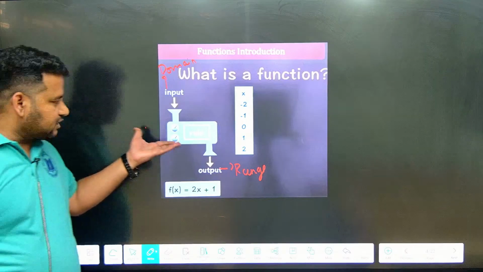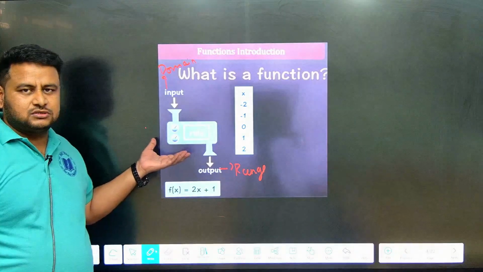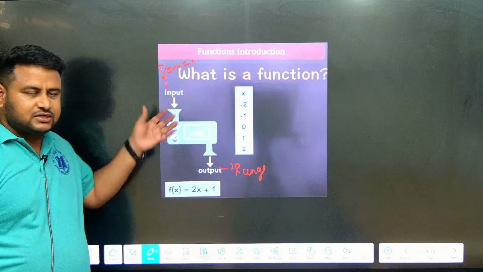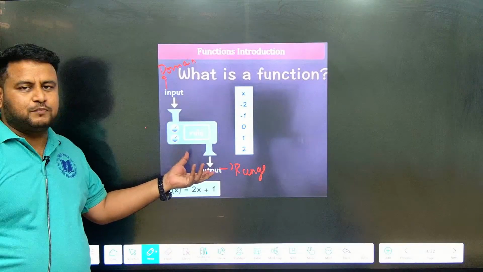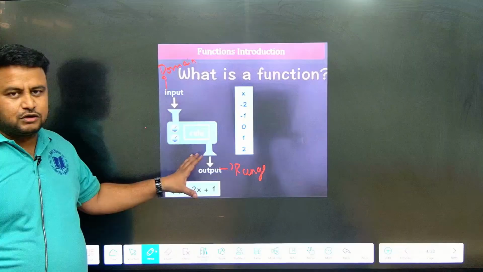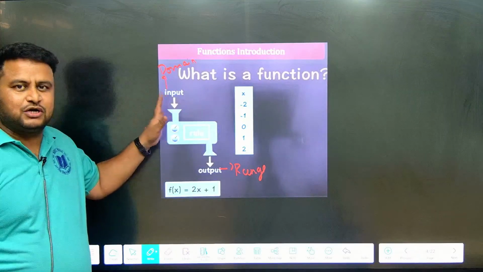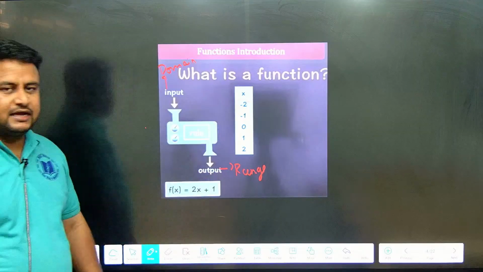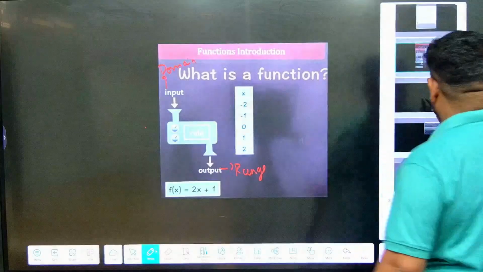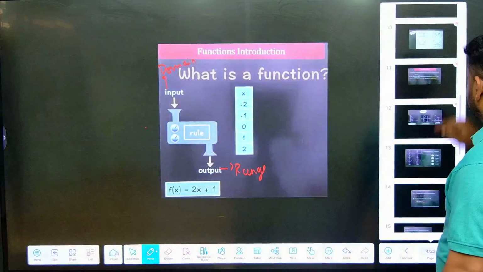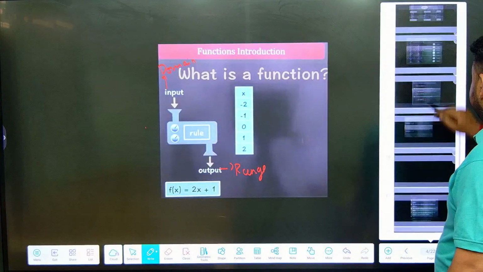When it comes to a function, they follow certain rules. Based on that rule we can give certain inputs, and based on that we can get all the possible outputs. That input is called as what? Domain, and the output we call it as range. Clear? All these things we discussed in yesterday's class, and I also told you about the vertical line test, and we saw what is a pre-image and what is an image.